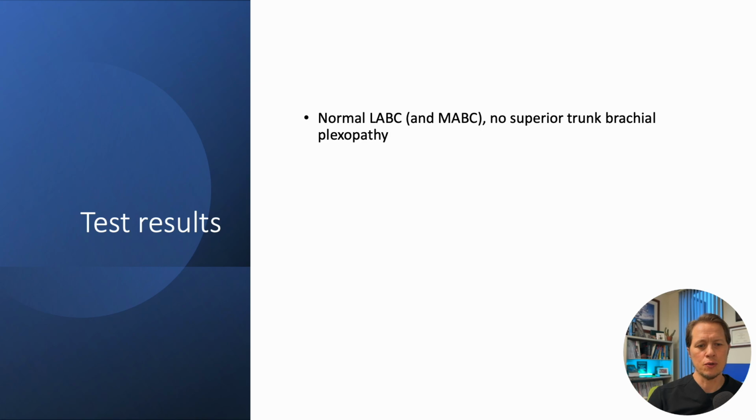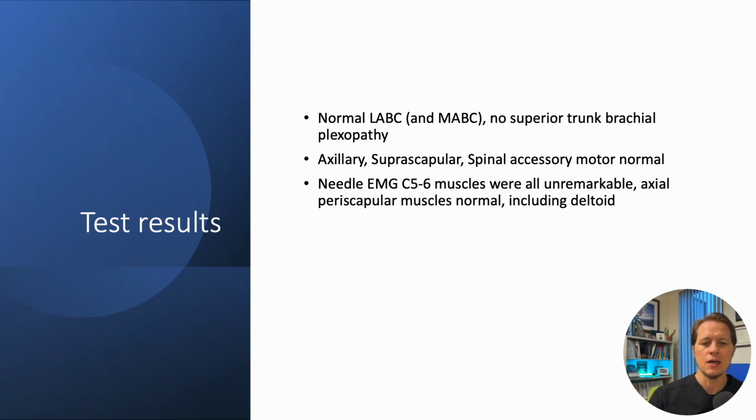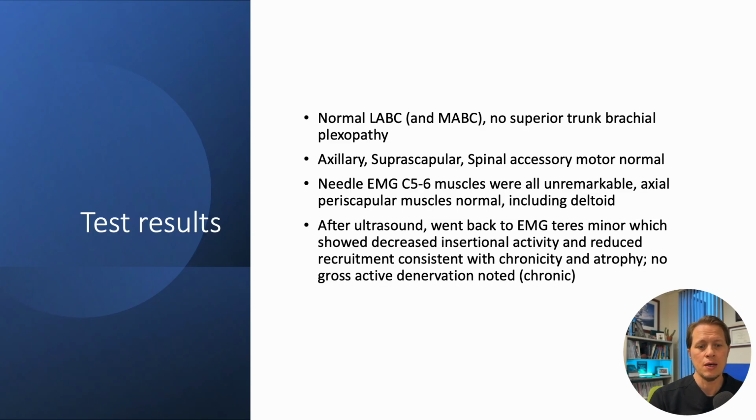Test results. So again, the lateral antebrachial cutaneous was normal, no real superior trunk or Parsonage-Turner. Very commonly, biceps and lateral antebrachial cutaneous are involved in Parsonage-Turner, so make sure you check those if you want to rule those out. All these CMAPs were normal. C5-6 EMG was normal, including the deltoid, so it's not a C5-6 radiculopathy.